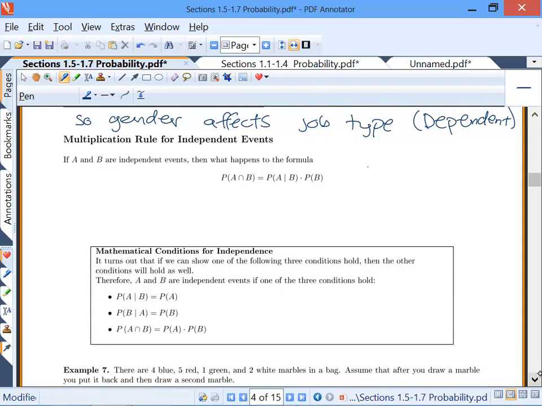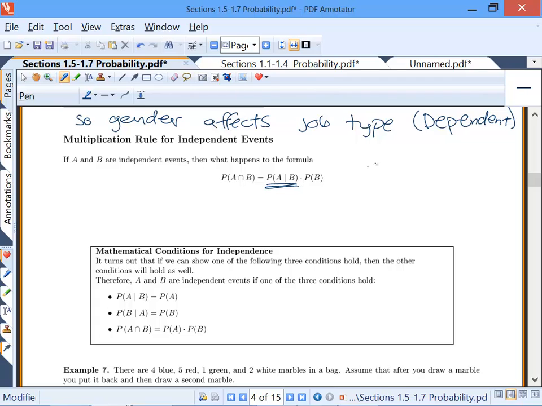Then we have our multiplication rule for independent events. Okay. So if A and B are independent events, then what happens to this formula? Okay, so we have the probability of A and B equals the probability of A given B times the probability of B. Well, if they're independent, what happens to this conditional probability? Okay. So look up further on the page. If they're independent, what is the probability of A given B equal to?